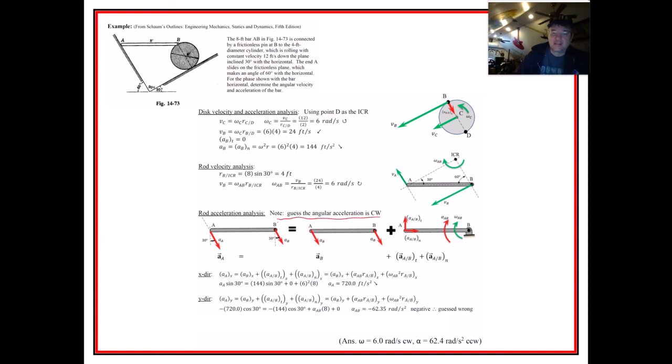Yeah, we guessed the angular acceleration was clockwise. Why? Well, it just seemed like it was going to be, and then we found out it was the other direction because we find that it's a negative answer. Therefore, we had guessed it wrong. And so then we answer the problem because they were looking for the angular velocity and acceleration of the bar. But by the way, that wording is a little off. Is it the angular velocity and the acceleration, or is it the angular velocity and angular acceleration?